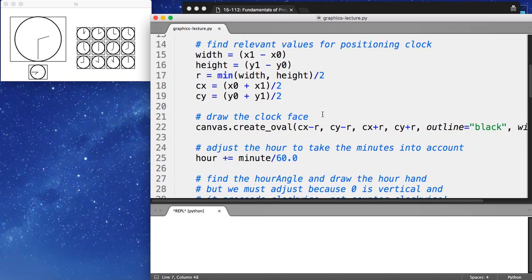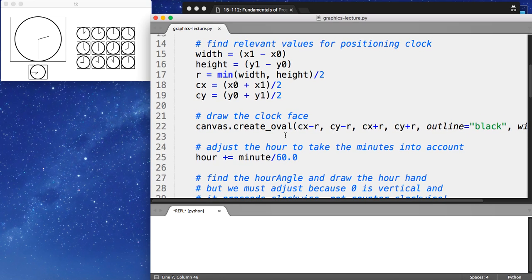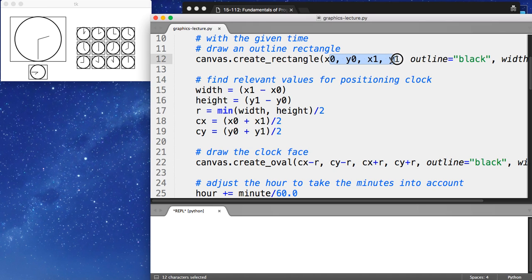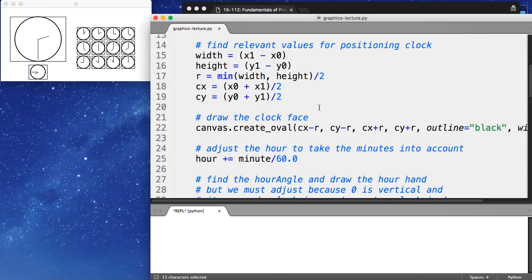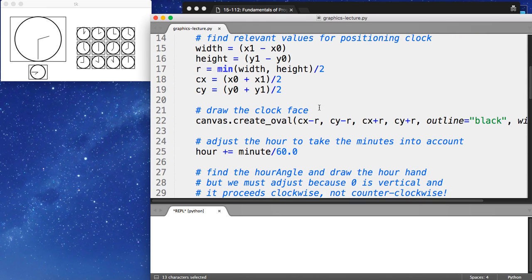Okay, so now a couple things. First, we draw a clock face. This is not surprising. Computing the center location of the clock given these bounds. None of this is surprising. Look through the code on your own time to make sure you understand it. Certainly by the check, you need to be able to reproduce this.